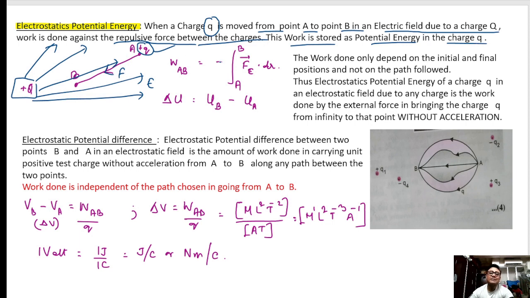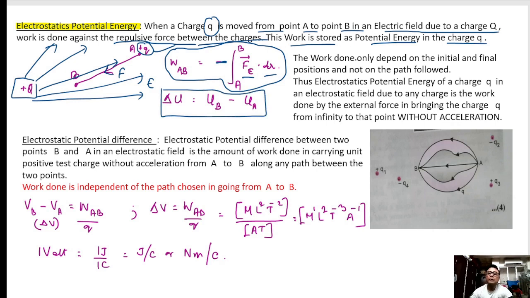Okay, so let's see, if we are moving from A to B against the electric field, since we are moving against the electric field, it is a minus, so A to B, and work done is force, electric force, into displacement. Okay, so this is the expression for the work done, which is stored as potential energy in the charge.